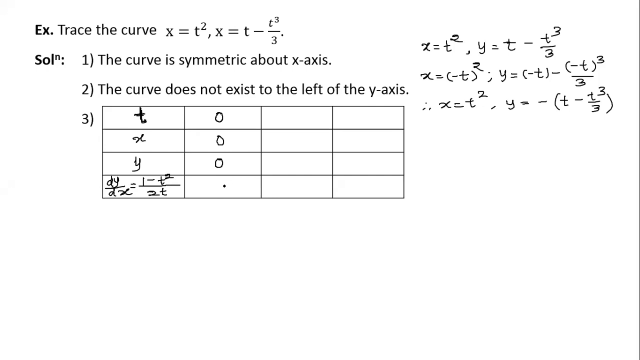So here, see, when t equal to 0, dy by dx will be 1 upon 0, that will be equal to infinity. So we add another point as dy by dx is infinity at origin. That means the tangent to the curve at origin is parallel to y-axis. Okay. Then what about remaining values of t?